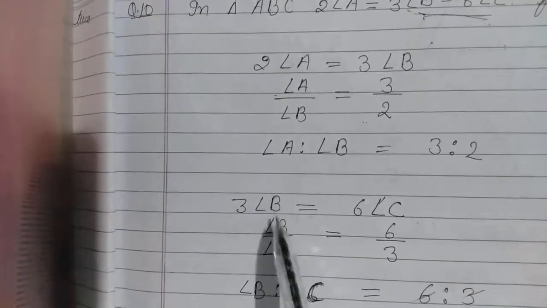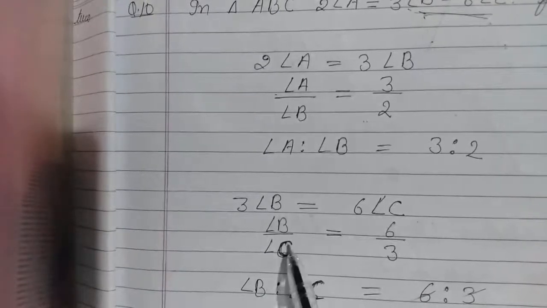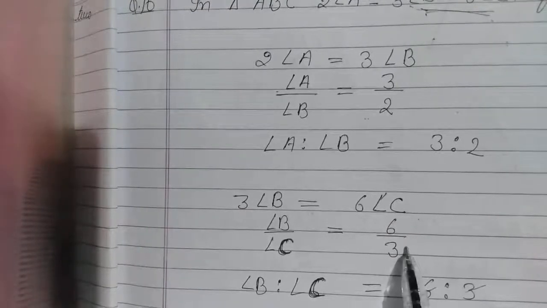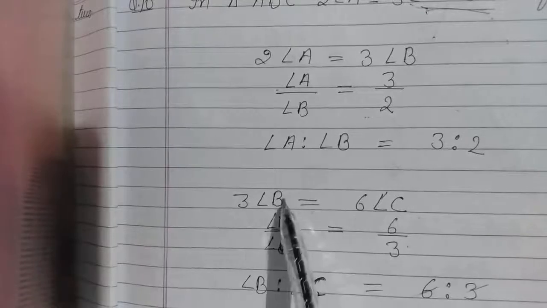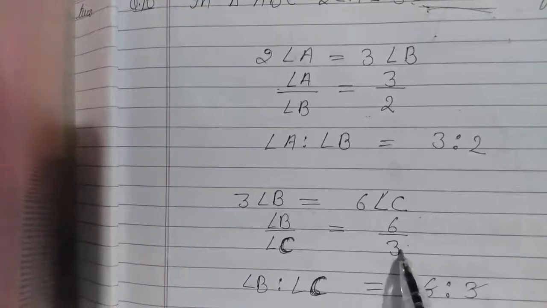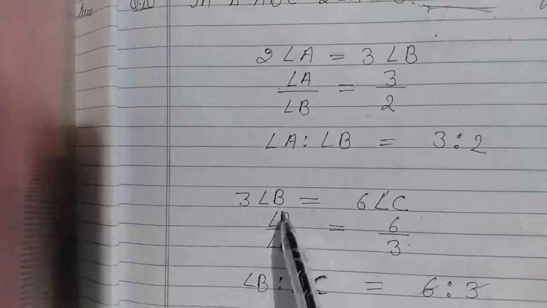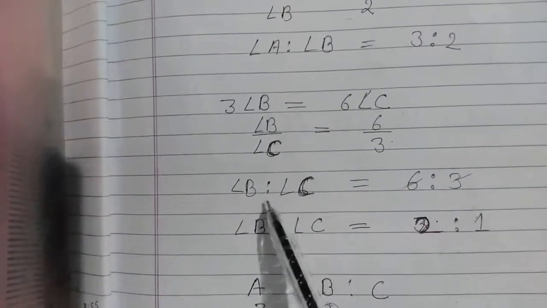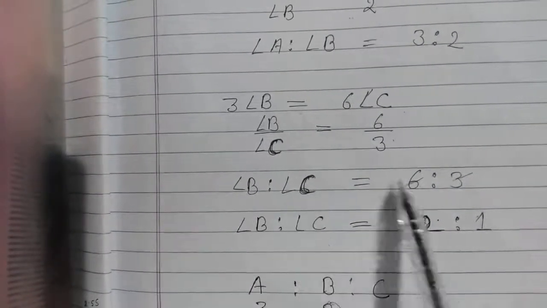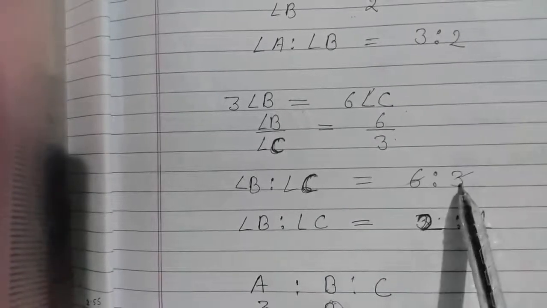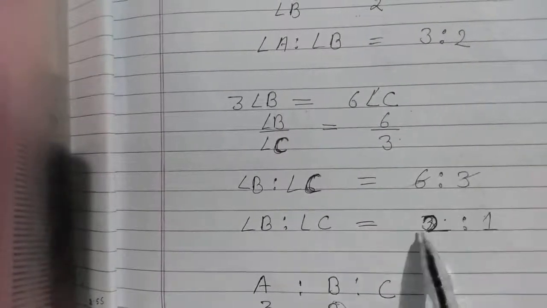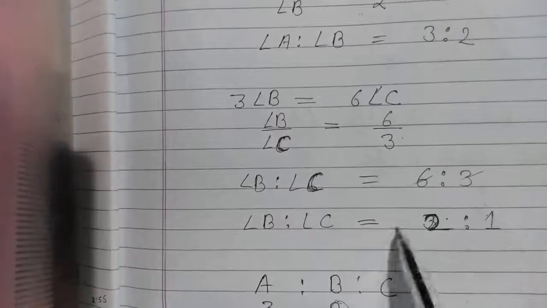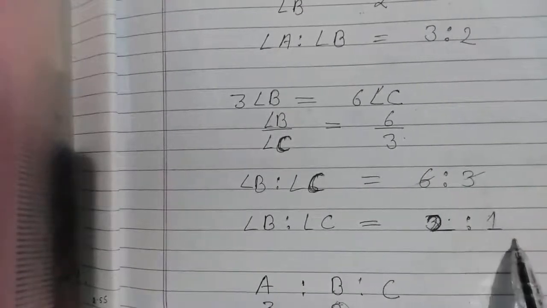That means angle B is angle B and this C will shift to the left. 6 is 6 and this 3 will shift to the right. Okay, because these are in multiplication terms, so this will shift to the right side and will become its denominator. That means angle B upon angle C is equal to 6 upon 3. So we can say angle B ratio angle C is equal to 6 ratio 3. We can also convert it into lowest form because these can be divided by 3. So angle B ratio angle C is equal to 3 twos are 6, 3 ones are 3, that means 2 ratio 1.